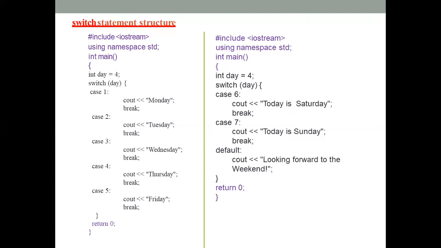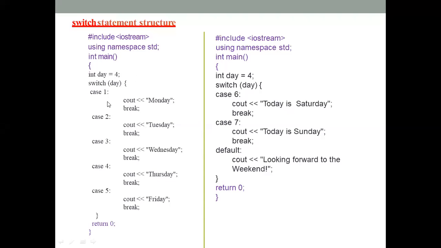Okay, let's go for the switch statements. What does this mean, the switch statements? So we have here, we say that the day is 4. This is again how we declare an integer. Day will be 4. So the program will check the day 4 here, and then the output will be Thursday when you run this program.